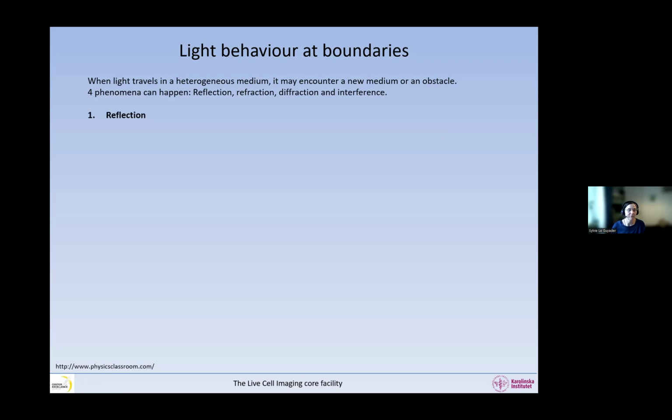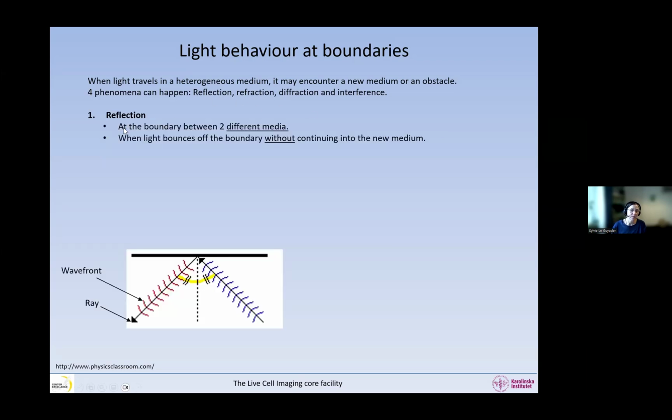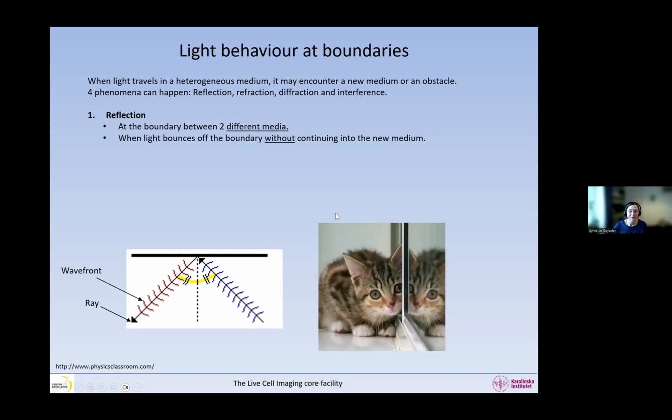So first, let's talk about reflection. This is what happens when the light hits the boundary between two different media and the light bounces off without continuing into the new medium. So you can think this is the boundary. Here we have one medium and here we have another medium, and the light comes up here with a certain angle, and then it doesn't go through the other medium, it just bounces off, okay? So this is what happens with this cute little cat, and we can see its image. It's the light that comes from the cat that has been bounced off the mirror.